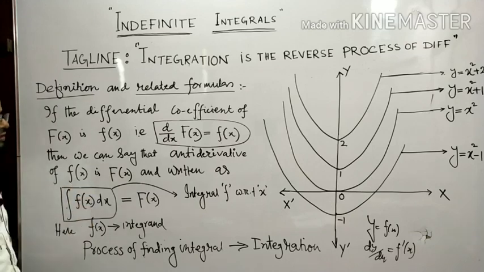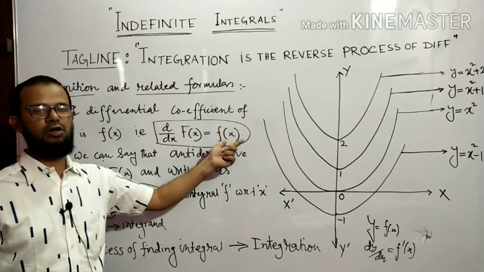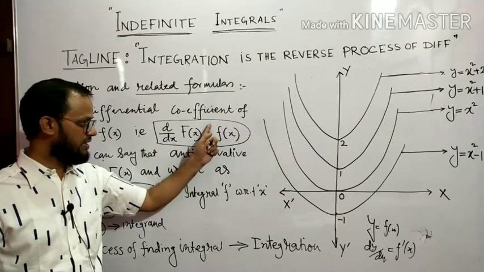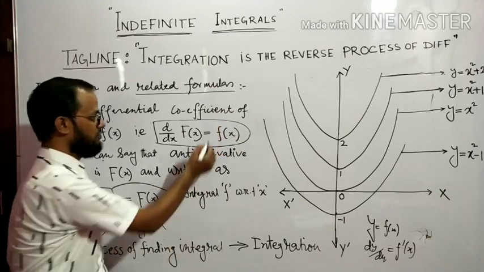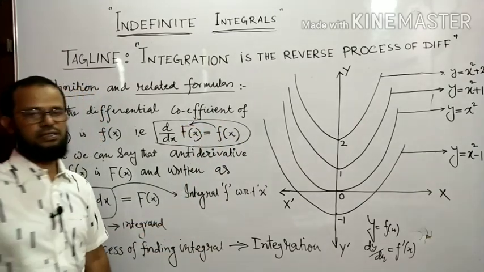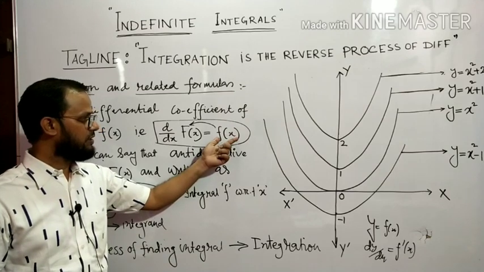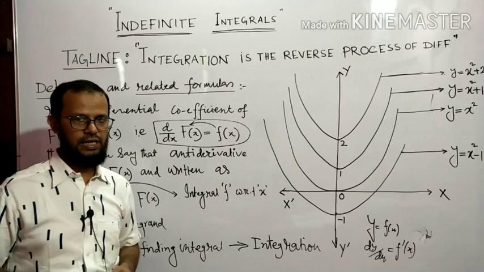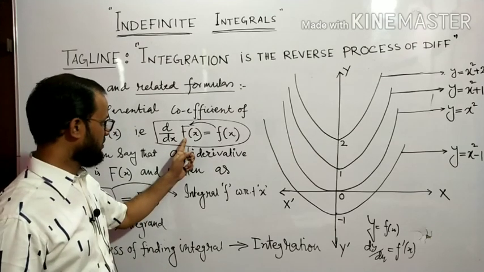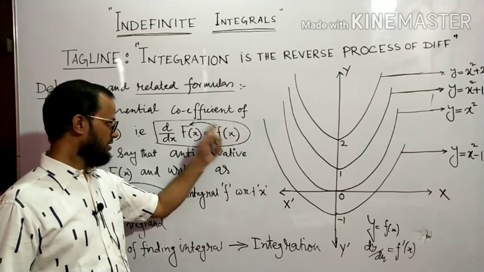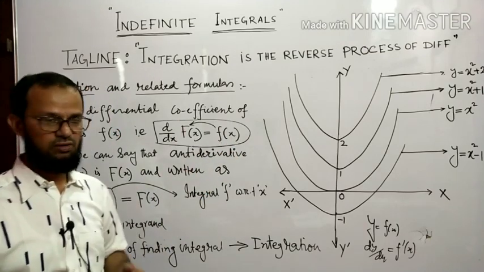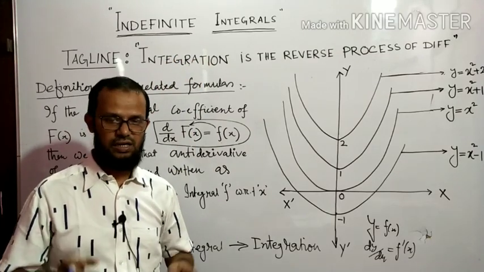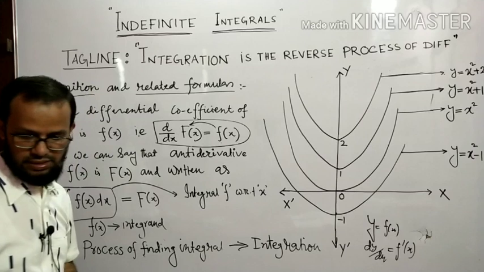So if we know functions capital F(x) and small f(x) such that the derivative of capital F(x) is equal to small f(x), then integration of small f(x) is equal to capital F(x), and integration of small f(x) with respect to x is called the antiderivative, meaning reverse. If we differentiate it we get that, and if we integrate that we get back the original; it becomes reverse. That's why integration is called the reverse process of differentiation. Now we are going to give an example and explain.